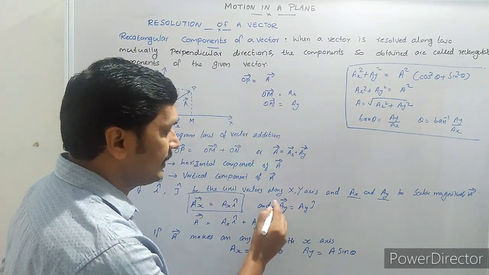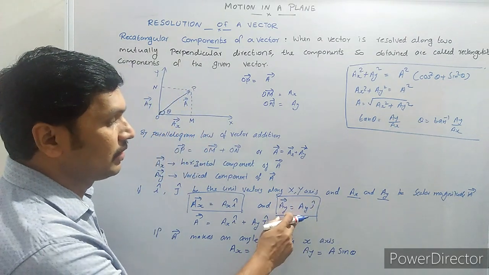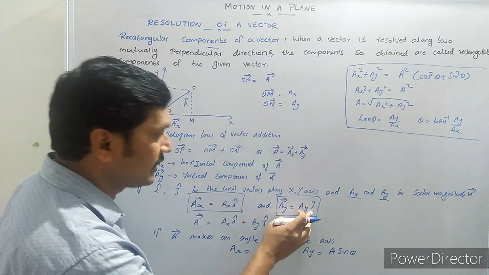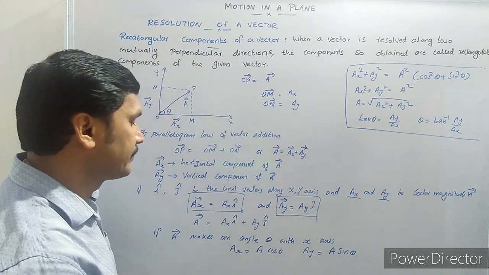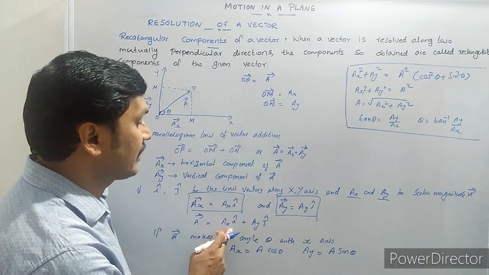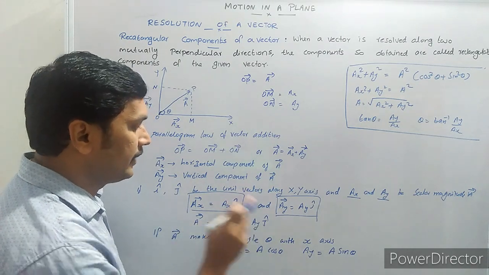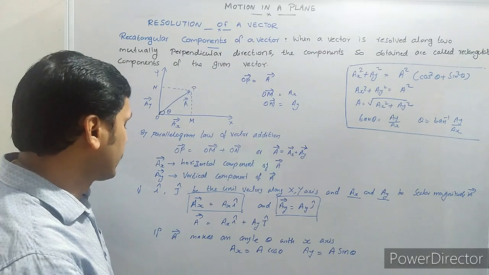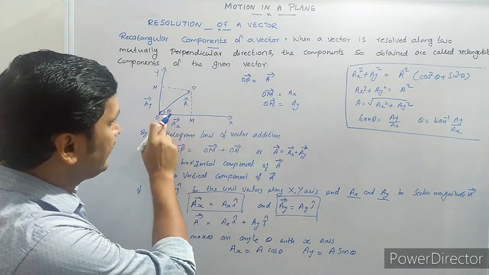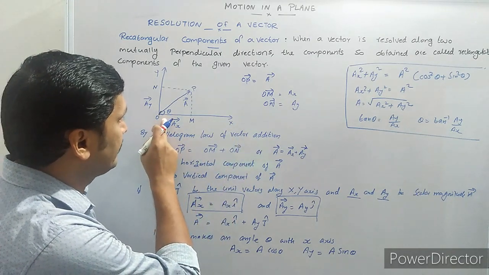And vector Ay can also be written as Ay, the magnitude of Ay, into j, because j is a unit vector along Ay. So we can write vector A is equal to Axi plus Ayj.